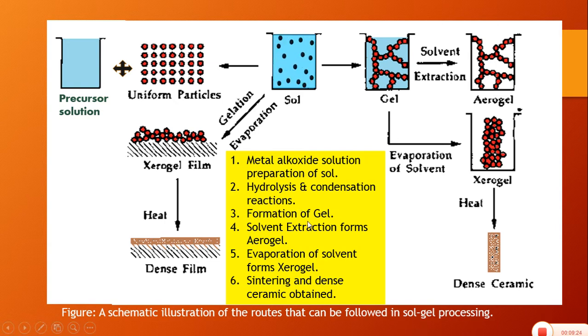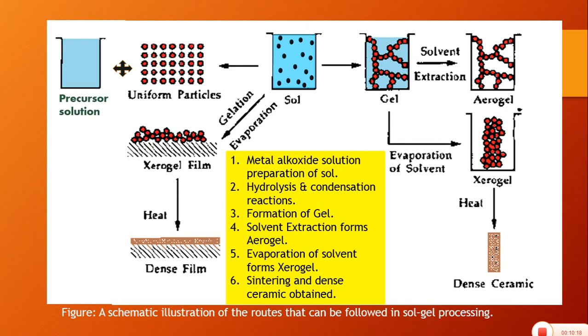So here are the steps that are included in the picture. From it you can see clearly how the schematic route has been followed in sol-gel processing. First, the metal alkoxide solution, which is used for the preparation of the sol. Then it is followed by the hydrolysis and condensation reaction. Next, polymer chains or the gel are formed. In the fourth step, solvent extraction provides us with the aerogel, and evaporation of the solvent provides us with the xerogel. And when this xerogel is sintered, we can get a dense ceramic, or when the xerogel is placed on a film, we get a dense film.